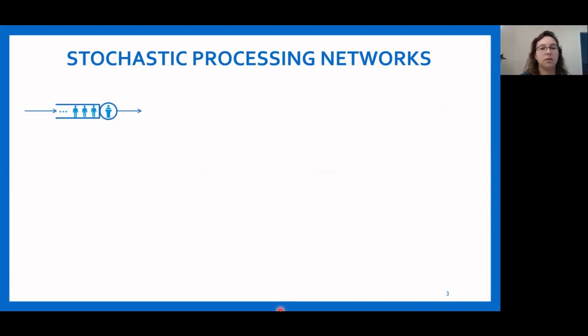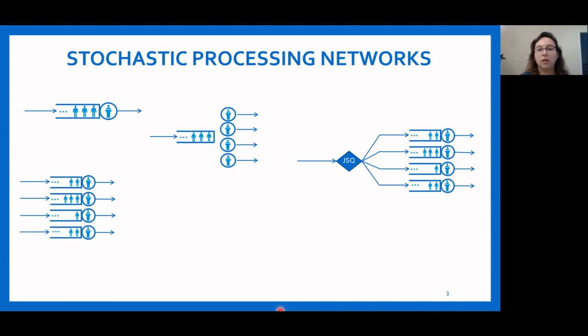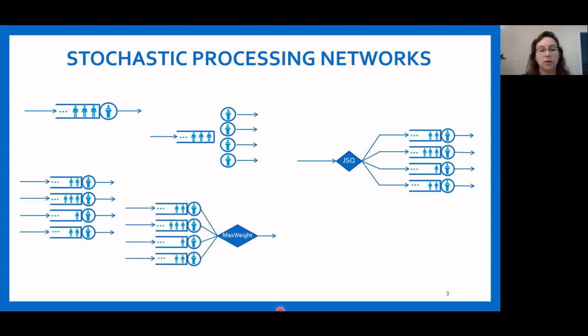Here's the simplest stochastic processing network, a single server queue. Here's a single queue with multiple servers, or a parallel server system where we have a bunch of queues which might be correlated. Here's an example of how these queues may be correlated. For example, we might have a bunch of queues and we have control on the arrivals. So whenever there's an arrival, we decide to which queue to route it. Or maybe the control is on the service. Maybe the servers are correlated and we need to decide how to process the jobs.